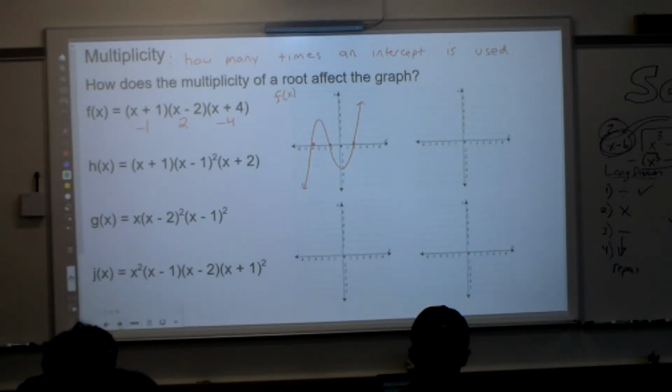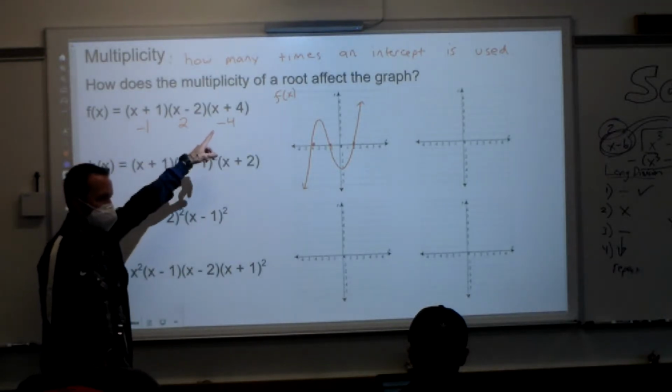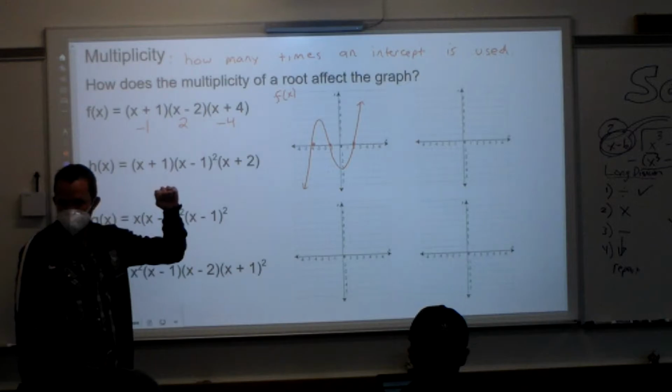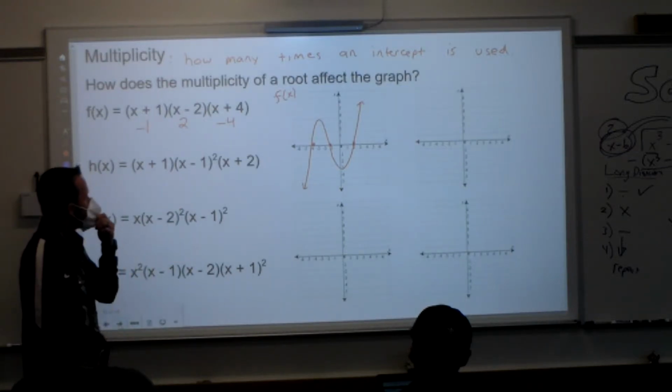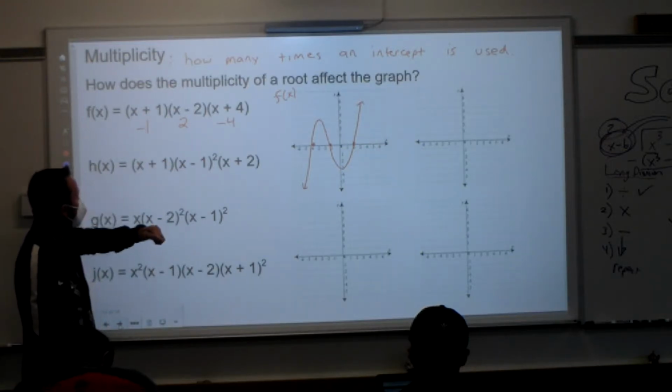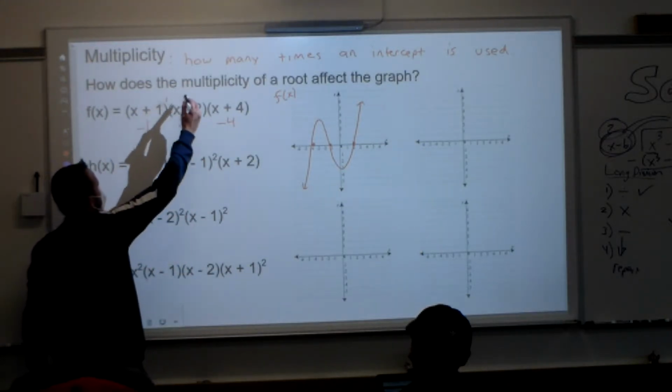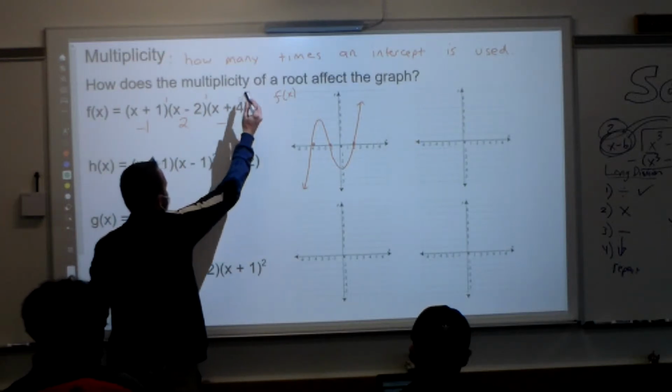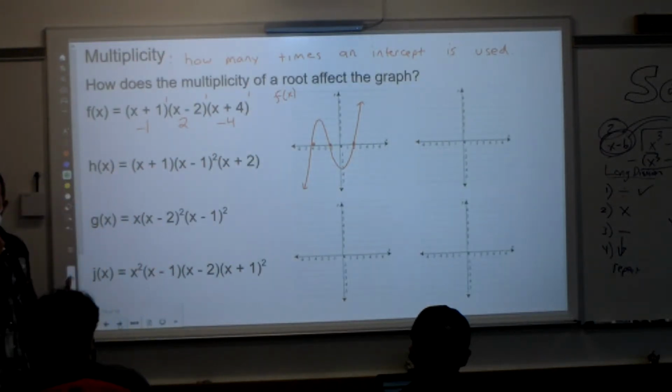Okay. Now let's talk about a couple of things. First off, what happened at the x-intercepts? It just went through the x-intercepts, right? No problems there. What was the multiplicity for each of those? How many times was each intercept used? Well, if you look at the exponent, nothing's written, but there's really a 1 there. So it was only used 1 time.